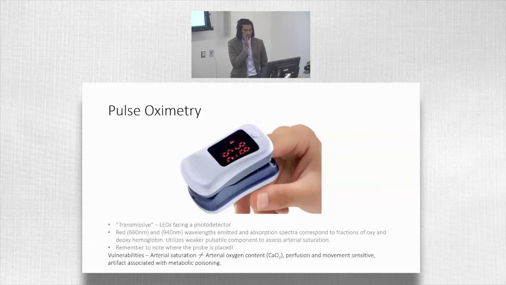Vulnerabilities here are the ones I've already mentioned, so your susceptibility to perfusion. We all know how sensitive these are to movement. It's also important to recognize, however, that what you're measuring here is arterial saturation. You're not really measuring arterial oxygen content. And one of the scenarios in which you can be misled by saturations is in patients who are very anemic. The hemoglobin is fully saturated, but there just isn't enough of it to guarantee adequate systemic oxygen delivery. So keep that in mind. And then there are some characteristic artifacts associated with metabolic poisoning, so carbon monoxide, cyanide, methemoglobin.